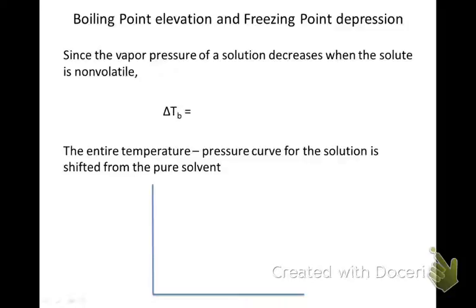So let's take now another look here. We of course have this list of colligative properties, boiling point elevation and freezing point depression being among them. Let's take a look at these a little bit closer. Since the vapor pressure of a solution decreases when the solute is non-volatile, we then expect that the change in the boiling point is going to be equal to some constant. The molal boiling point elevation constant is what we call it. This is a value that will be given to you, times the molality.